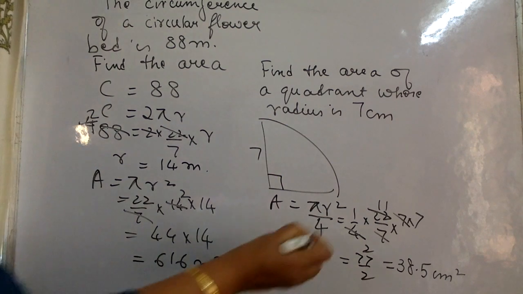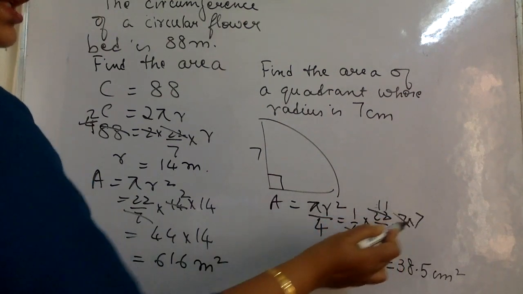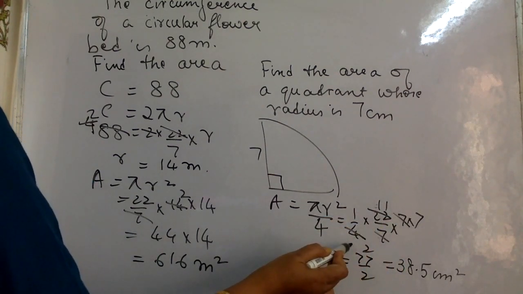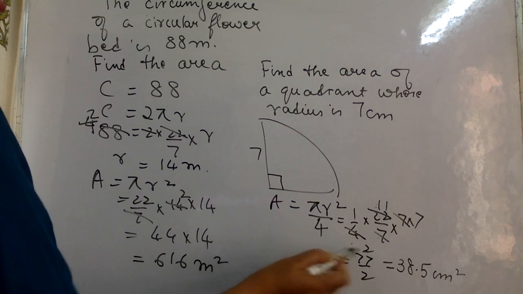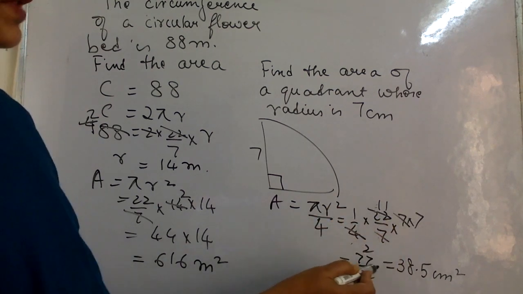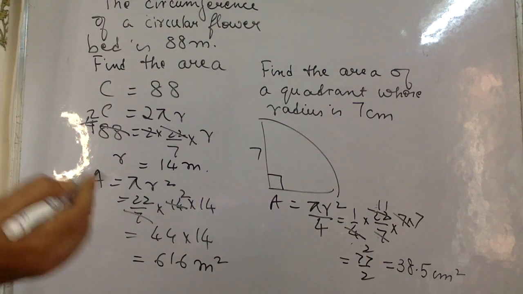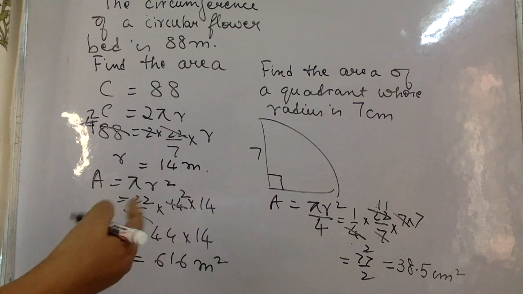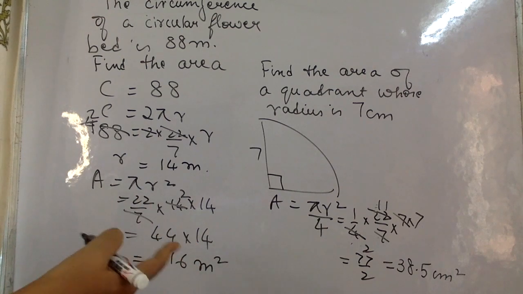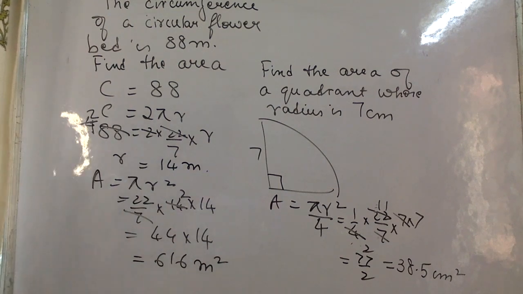Okay, so 1/4 pi r square, 7 and 7 cancel, 11 into 7 remains, here 22 and 4 also cancel with a 2. So that is why I get 11 into 7, 77 by 2, that is 38.5. 38 into 2 is 76, and 0.5 into 2 makes it 77. Okay.